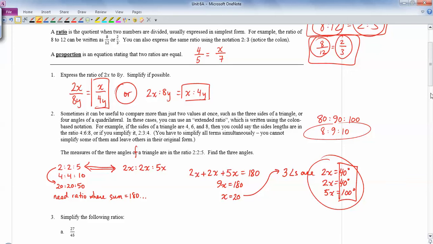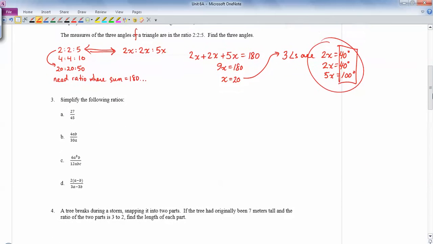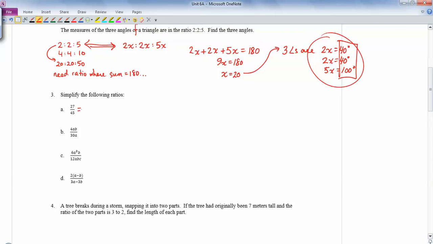Okay, number 3, simplify the following ratios. So simplifying fractions, you're looking for common factors that you can divide out of the top and the bottom. So maybe you notice that 27 and 45, you might notice that 3 goes into both of those. So if I take a 3 out of the top, I got a 9. If I take a 3 out of the bottom, I'm left with 15. And then I could take another 3 out of the top and bottom. So 9 divided by 3, I'll get 3. 15 divided by 3, I'll get 5. So 3/5 is that ratio.